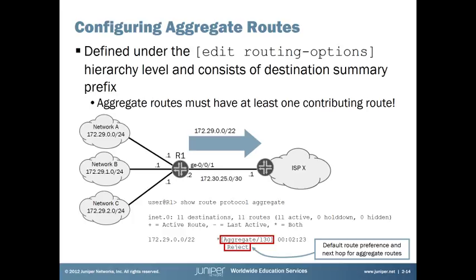It's under the Edit Routing Options hierarchy, and let's do a show here. We're going to do a show route protocol aggregate, and here we have an aggregate route. What's it saying? It is 172.29.0.0/22.